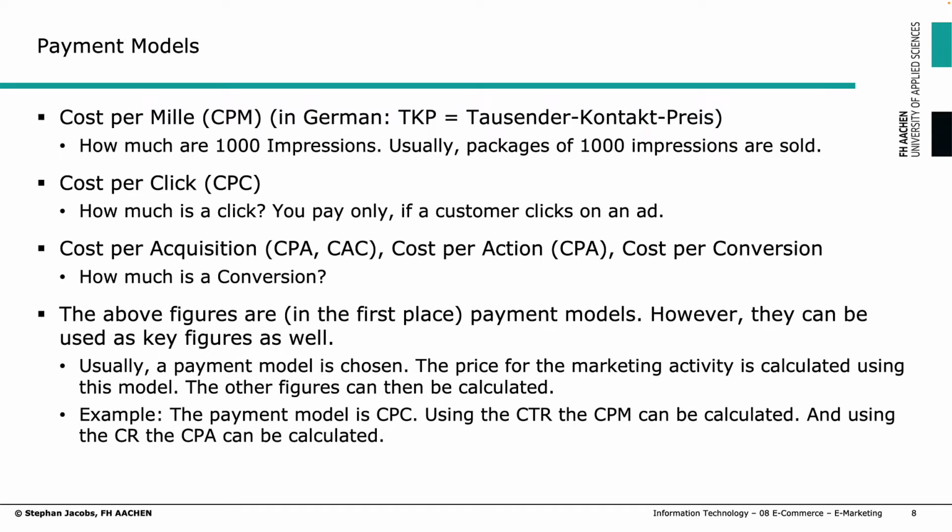And then there's a third model, which is cost per acquisition or cost per action or cost per conversion. So the question is simply not to pay for impression, not for a click, but finally for the conversion. For example, if you sell a product or if somebody downloads, whatever is the conversion in your situation.